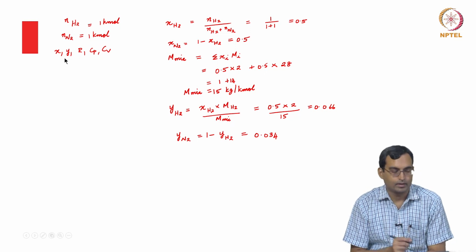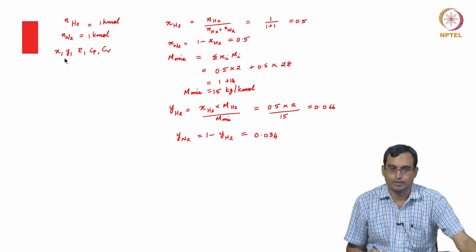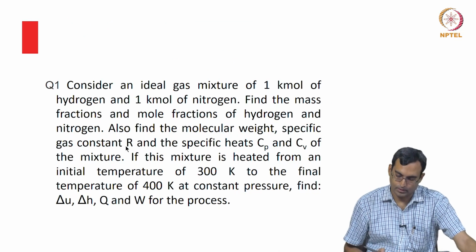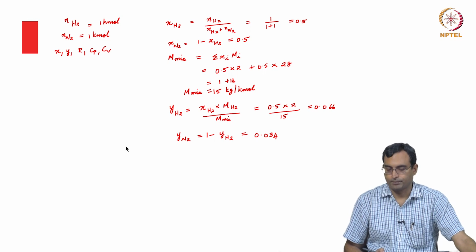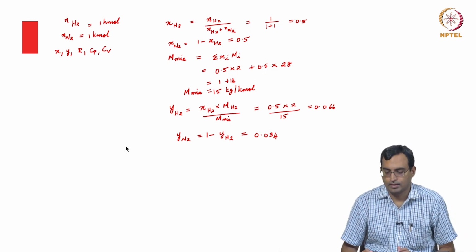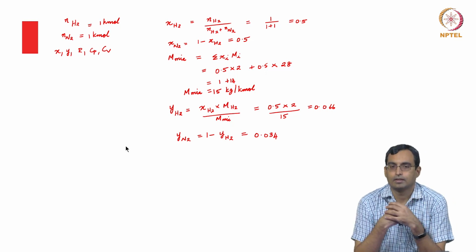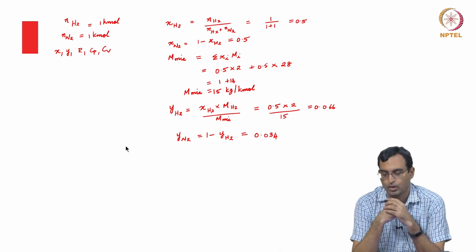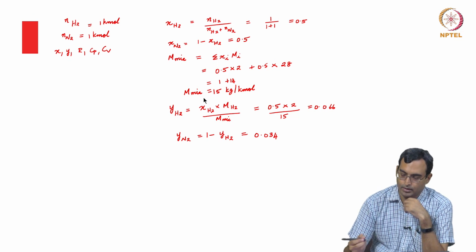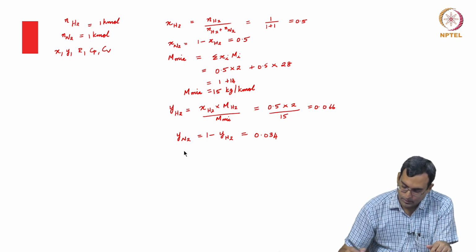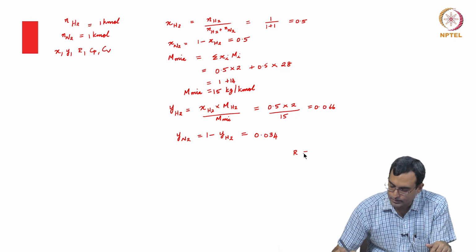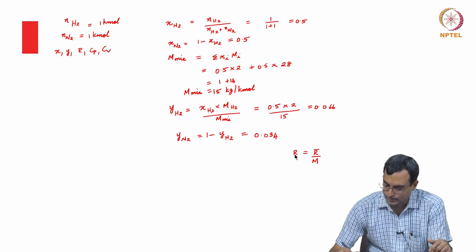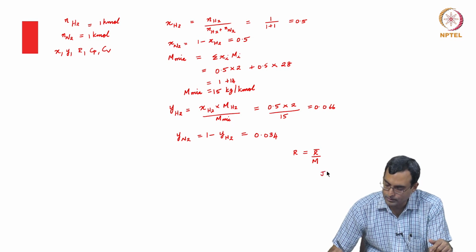I need to find out the gas constant for the mixture. I am asked to find out the specific gas constant for the mixture. Again, there are various ways in which I can do this. I can either find out the individual gas constants of the gases and then find the summation of them, or I can find out the gas constant using the mixture molecular weight. Any of them should be okay. So, the gas constant R, the specific gas constant, is defined in this fashion. It has units of joule per kg Kelvin.